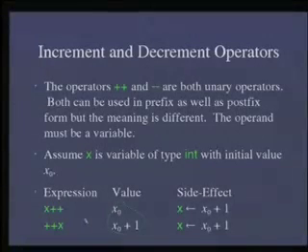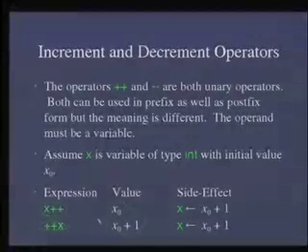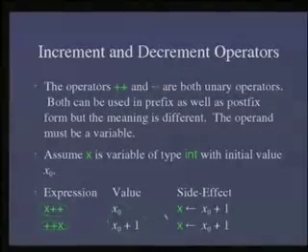One way to understand this is that in the postfix form, the value of x is used as the value of the expression, and then the side effect happens. That is, the value of x gets incremented once the value of the expression has been computed. Whereas in the prefix case, the value of x first gets incremented, that is, the side effect first happens, and then the new value of x is used as the value of the expression.